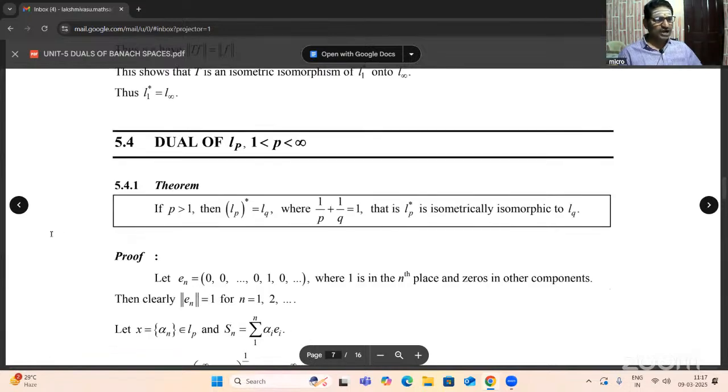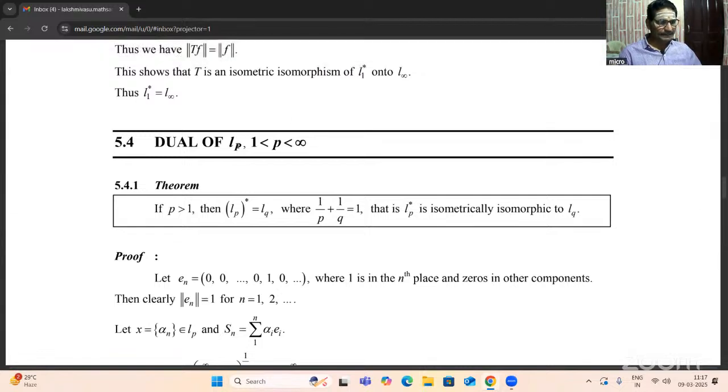Theorem 5.4. You have to know what the LP spaces are. What is P? The condition for the dual of LP is: what is the dual of LP? Here the condition is that P lies between 1 and infinity, that is, P is greater than 1 but less than infinity. So 1 less than P less than infinity. Just see and rectify this theorem.